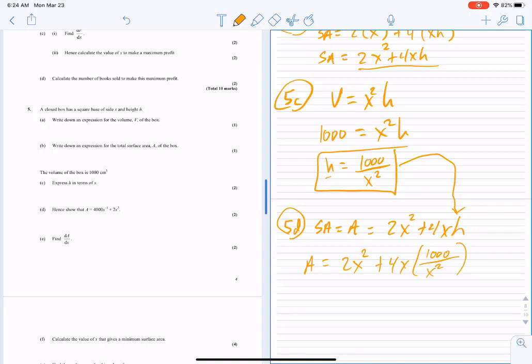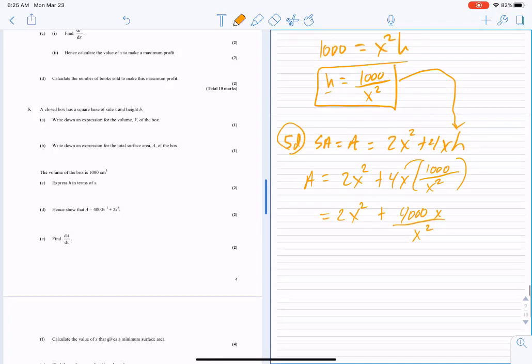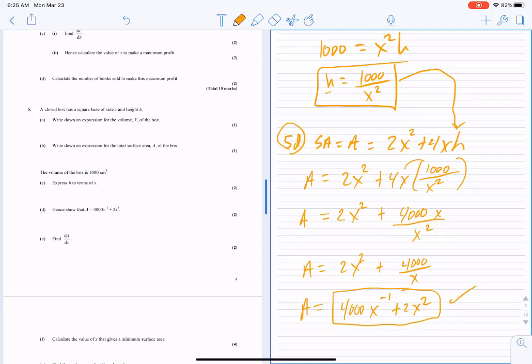Okay, so if I multiply 4x by this, I'm going to have one of these x's cancel. I'm just going to simplify it and be methodical about it. So I'm going to multiply this by the top here. It's going to be 4,000 x over x squared. So the x on top is going to cancel with one on the bottom. And what I have here is 2x squared plus 4,000 over x. You could write this, of course, as 4,000 times x to the power of -1 plus 2x squared. That's technically the same thing, and that's what they want you to show for this question, okay?